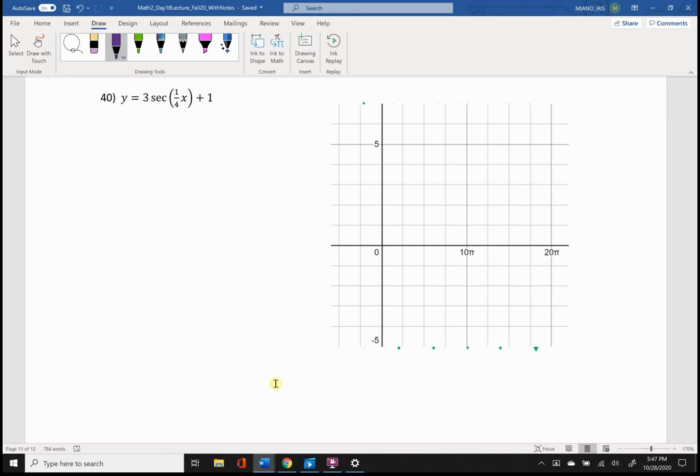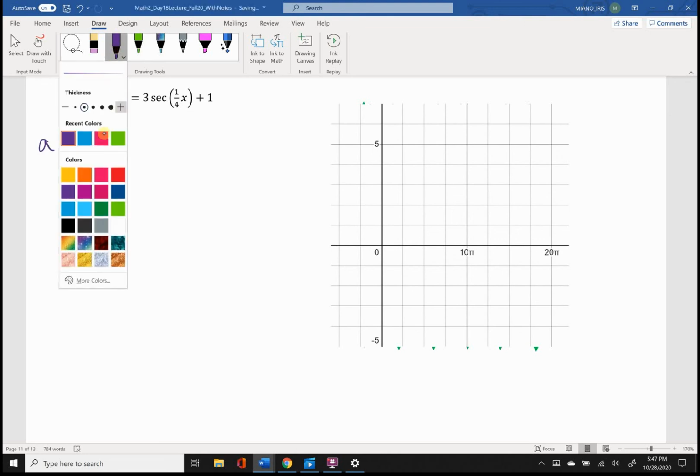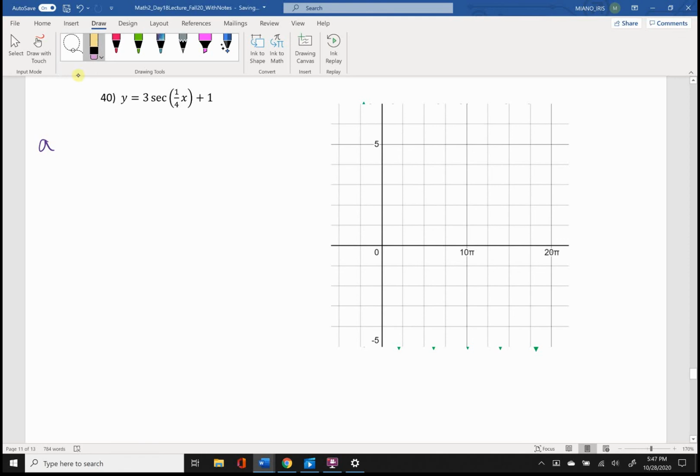Okay, the secant. Now, the counterpart there being the cosine, right? So we're going to also graph, oh hold on, I'm going to go back to my hot pink here, y = 3 cos(1/4 x) + 1. Whew. So we do have a vertical shift here by 1. Nothing we can't handle though.